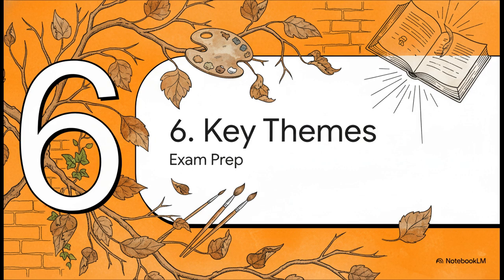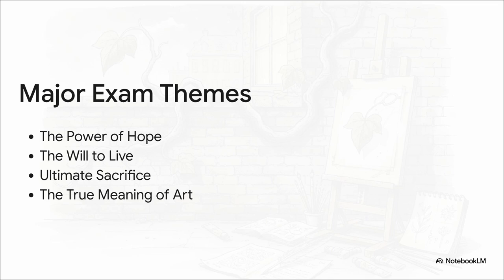Finally, let's wrap up with Section 6, Key Themes and Revision for your exam prep. All right, here's your ultimate revision checklist. Make sure you jot these down. First up, the power of hope and the will to live. The story teaches us that medicine is useless without a positive mindset. Johnsy only recovers when that painted leaf gives her hope. Second, ultimate sacrifice. Behrman literally trades his life to save Johnsy's.